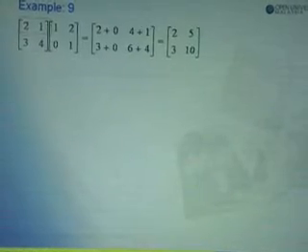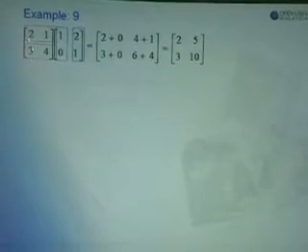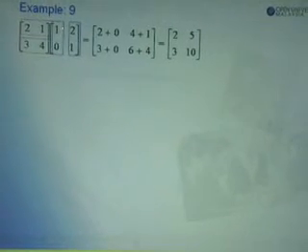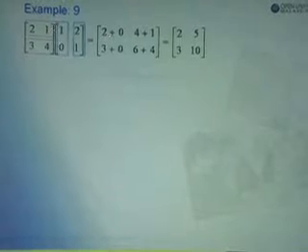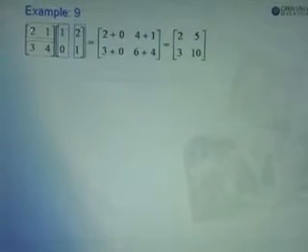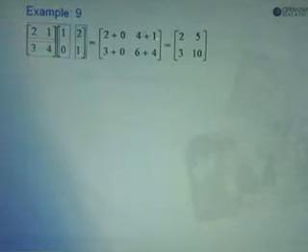Example 9, we are given matrix [2, 1; 3, 4] multiplied by [1, 2; 0, 1]. In order to multiply two matrices, what we do is take all the elements in row 1, which is 2, 1, multiplied by elements in column 1. Alright? So 2 times 1 will give us 2, plus 1 times 0 equals 0. And the first row times second column now. So 2 times 2 equals 4, plus 1 times 1 equals 1. So 4 plus 1 equals 5.